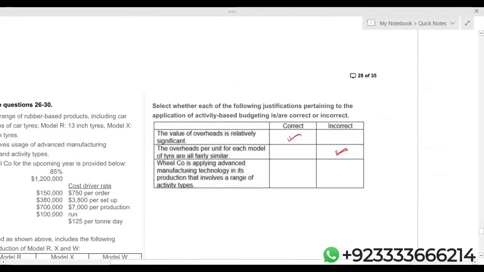The wheel company is applying advanced manufacturing technology in its production that involves a range of activity types, so it means there will be a number of different activities. Don't worry at all. In case of ABC, it can give you a number of cost drivers. So ABC is not short of cost drivers. Cost driver is the reason to incur the cost. So when there are a number of activities, it means you will have a number of cost drivers to utilize to get your ABC rate. So correct.